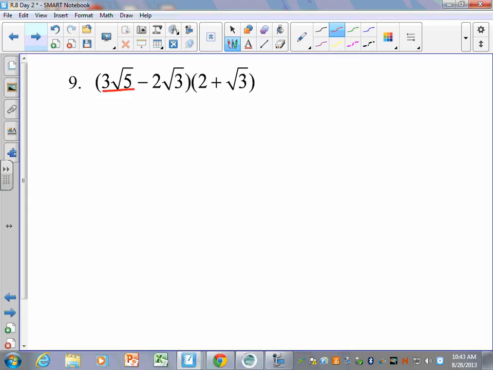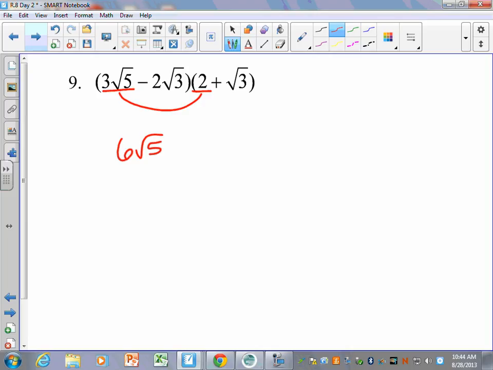If I take this times this, right? I take the numbers on the outside times each other. 3 times 2 is 6. There's nothing to multiply that radical 5 by, so that just becomes 6 radical 5. Just like if it was 3x times 2, that would be 6x. You just multiply the numbers and bring the x down. You do the same thing with radicals.